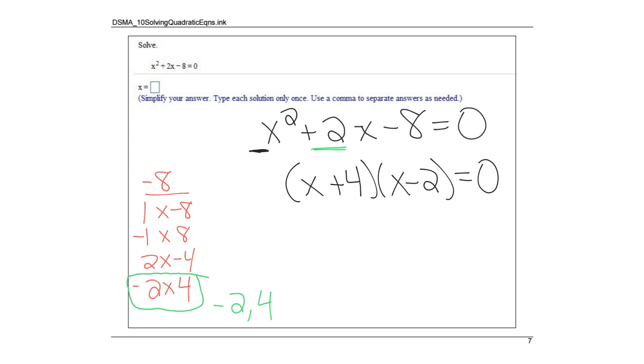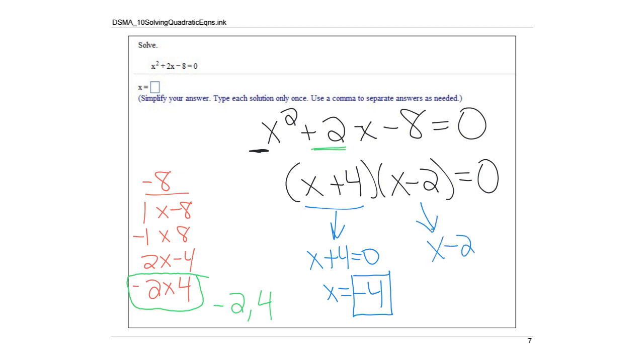All right, so now I'm going to set these equal to 0. So I get negative 4 here. And then here, x minus 2 equals 0. I get positive 2. So these are my solutions. This is where I cross the x-axis. Also, if I took any of these solutions and put them back into the original problem, I would get 0.